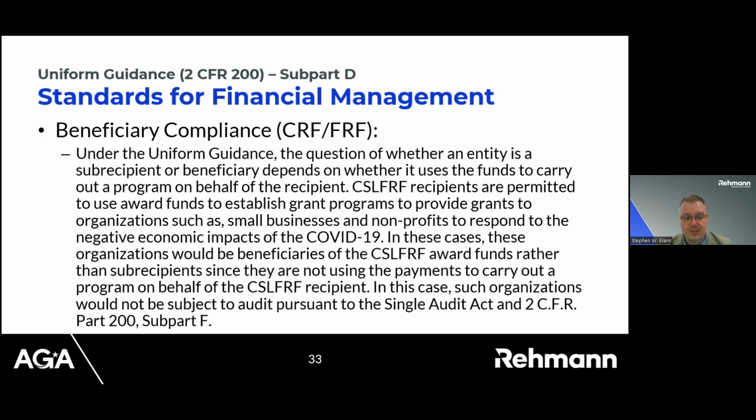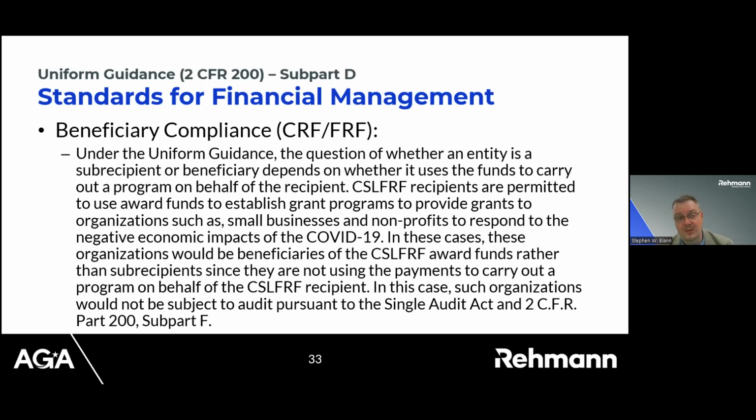So FRF recipients are allowed to use funds to establish grant programs to help out organizations like businesses and nonprofits, et cetera. In these cases, these organizations would be beneficiaries of FRF rather than subrecipients because they're not using those payments to carry out a program. In that case, they're not subject to the Single Audit Act or to CFR 200 subpart F. So what FRF is saying here is entities that might otherwise seem like they would be subrecipients might actually be beneficiaries, and that's very helpful.